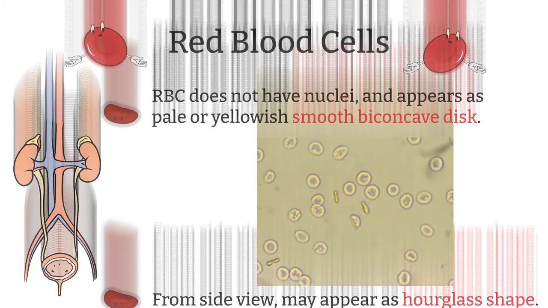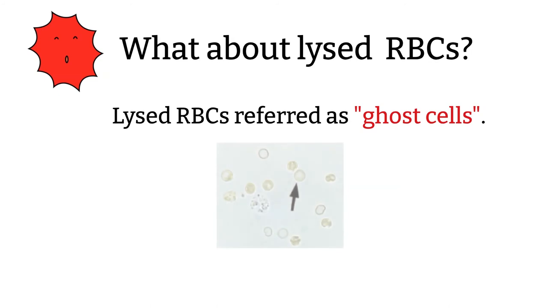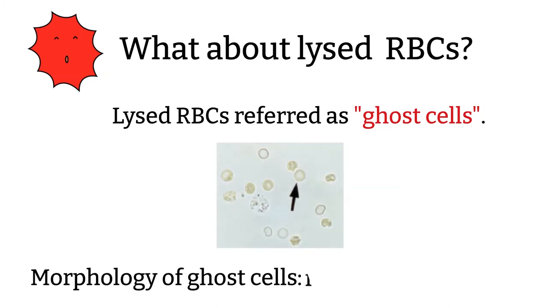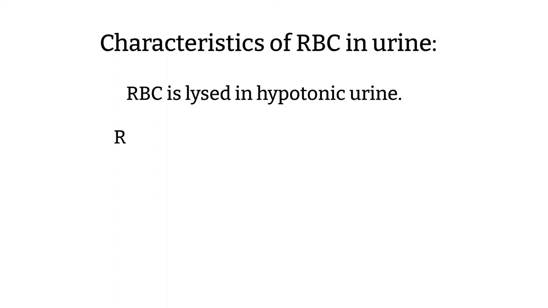What about lysed red blood cells? You still can see lysed red blood cells. They are referred to as ghost cells. They appear as colorless circles because you are looking at red blood cell membranes with nothing inside. Red blood cells lyse in hypotonic urine and crenate in hypertonic urine.